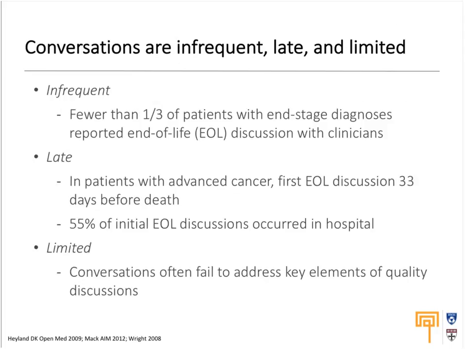So here's what we know about conversations, and it's primarily in oncology, mostly because that's where the research has been done, but they're infrequent. Less than a third of patients with end-stage diagnoses have discussions with clinicians about their values and goals. In advanced cancer, at least, the first discussion happens about a month before death, and 55% of those initial discussions occurred in the hospital with a clinician that really doesn't know the patient as well as their outpatient clinician. And then the conversation quality is fairly limited, so it might really focus on just procedures and whether they want particular treatments, and not really about the bigger picture questions of what's really important to that patient and what they care about.